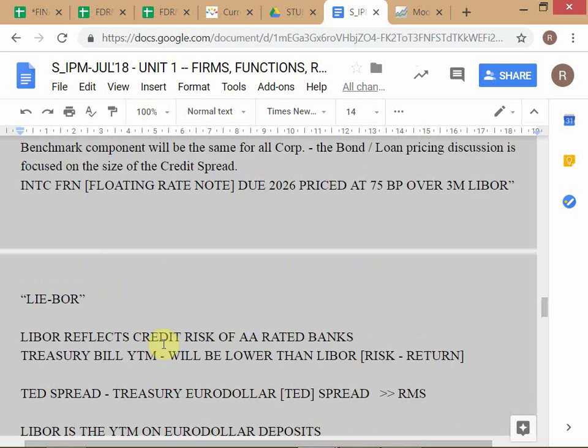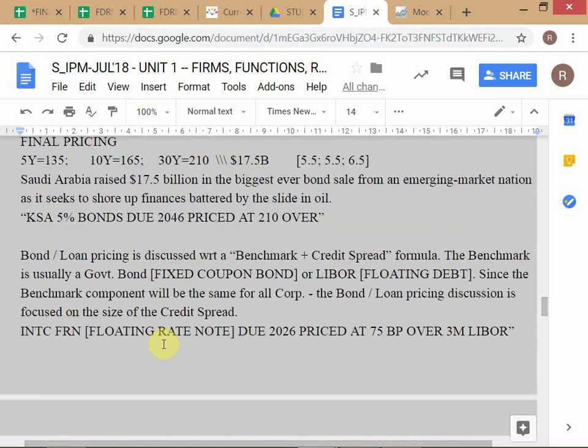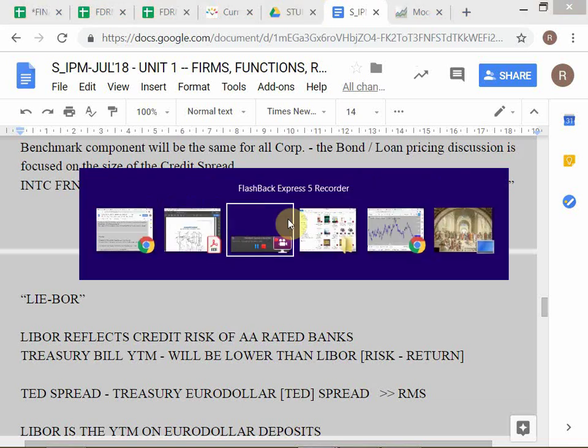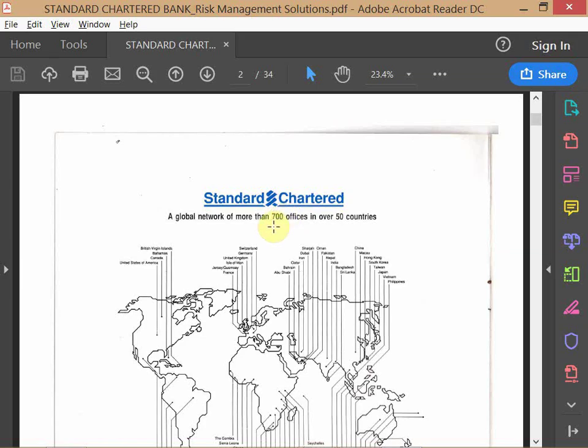Now suppose, where did we discuss? Now suppose Intel has issued this FRN. Now let's say this is a 10-year FRN, because we're talking about 2016 and this is 2026. This is clear? Yes, sir. Okay, so now let me find this interest rate swap part here somewhere.